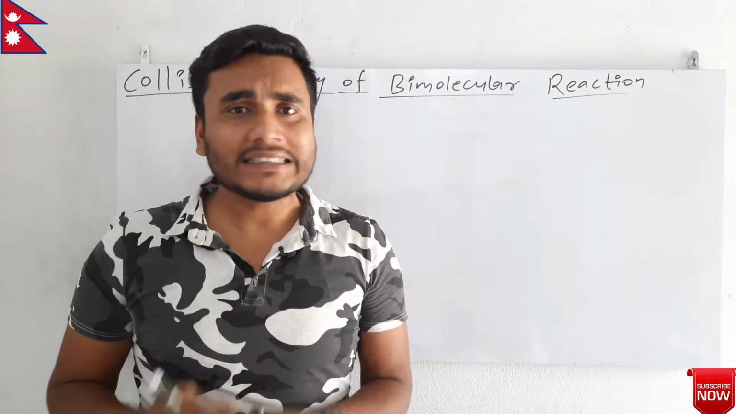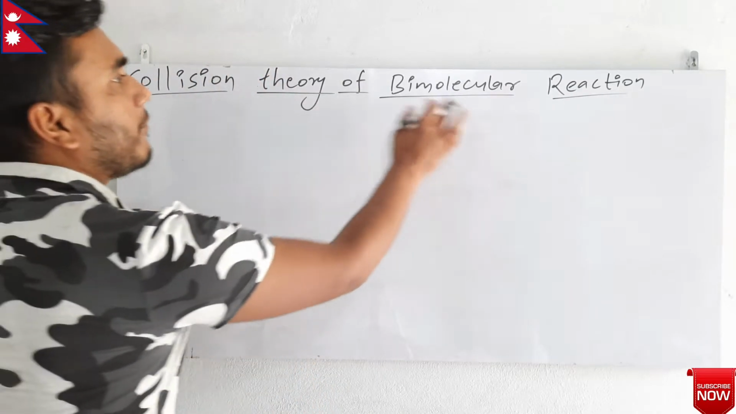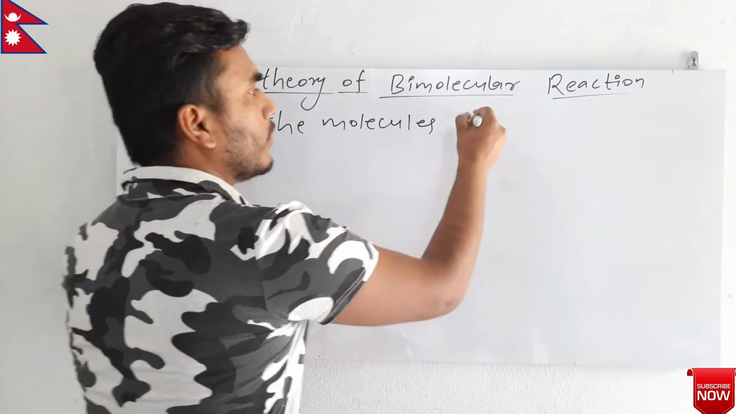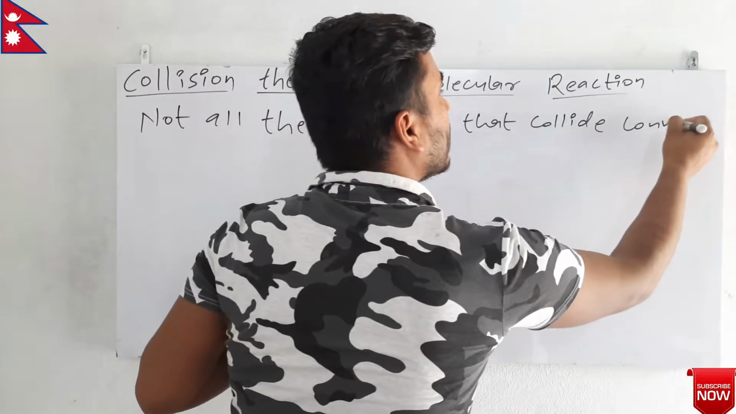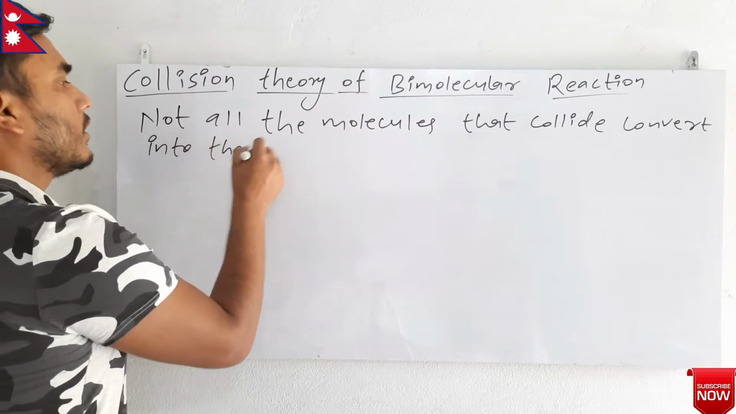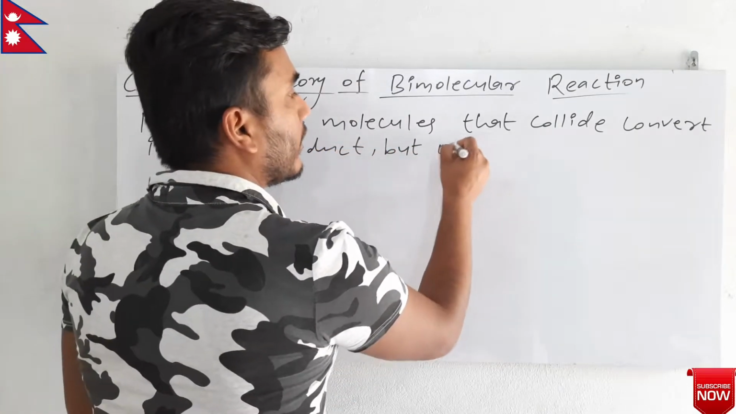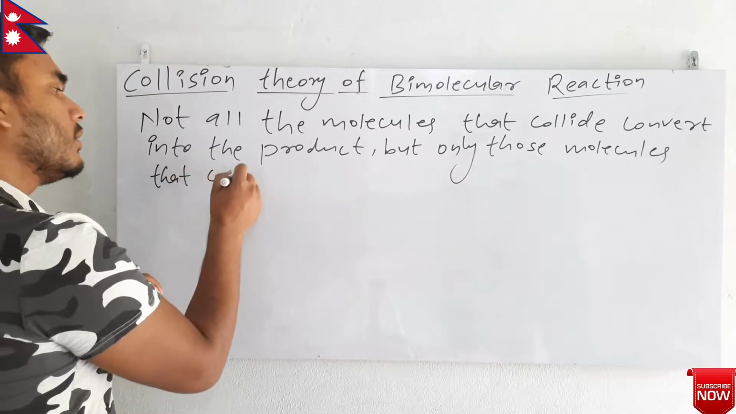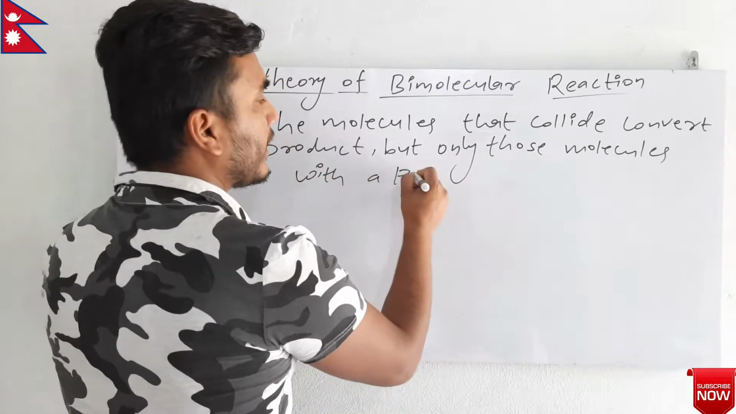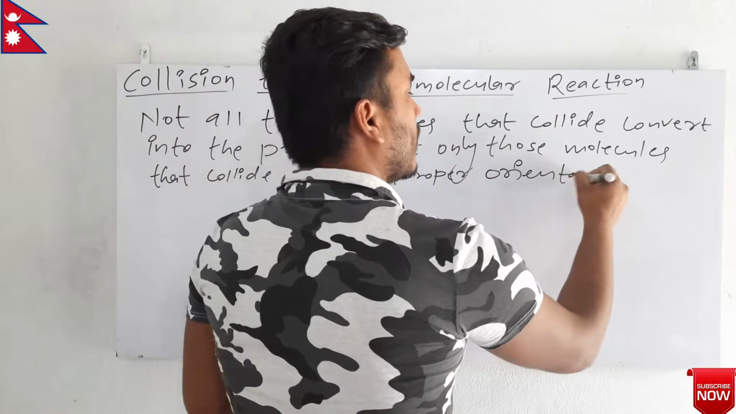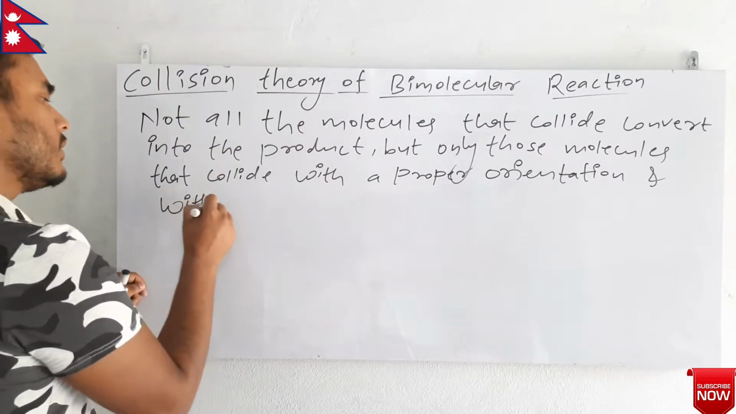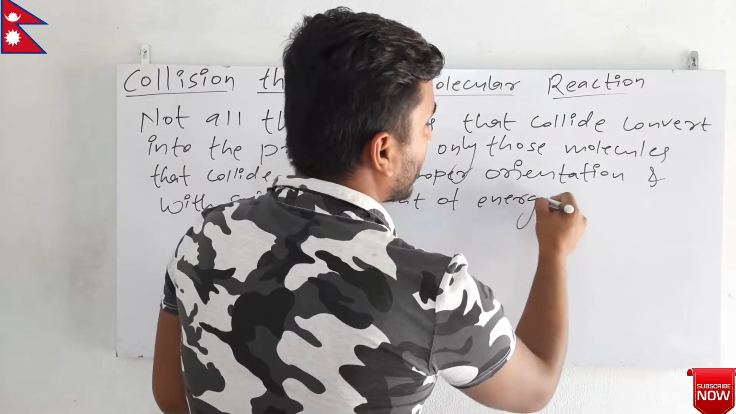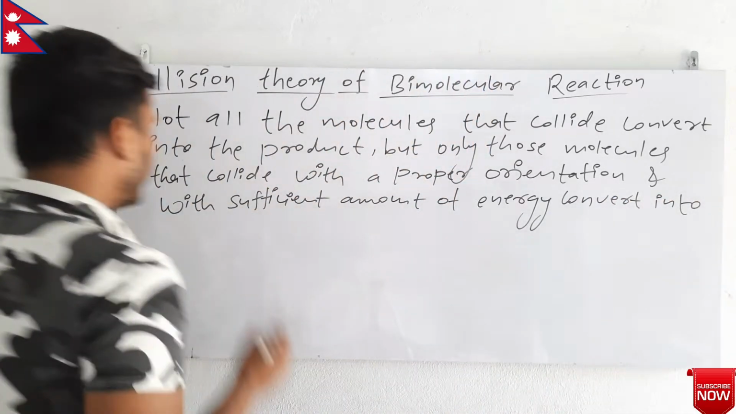First of all, let's see the statement of this collision theory. Collision theory of bimolecular reaction says not all the molecules that collide convert into the product, but only those molecules that collide with a proper orientation and with sufficient amount of energy convert into the product.